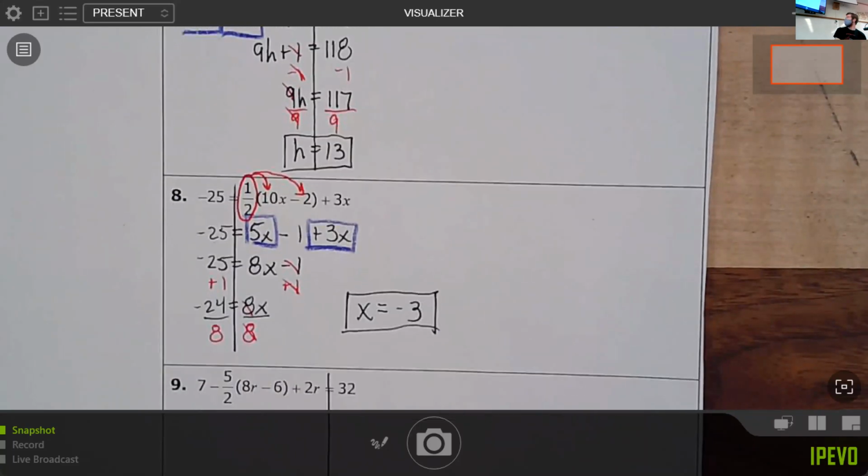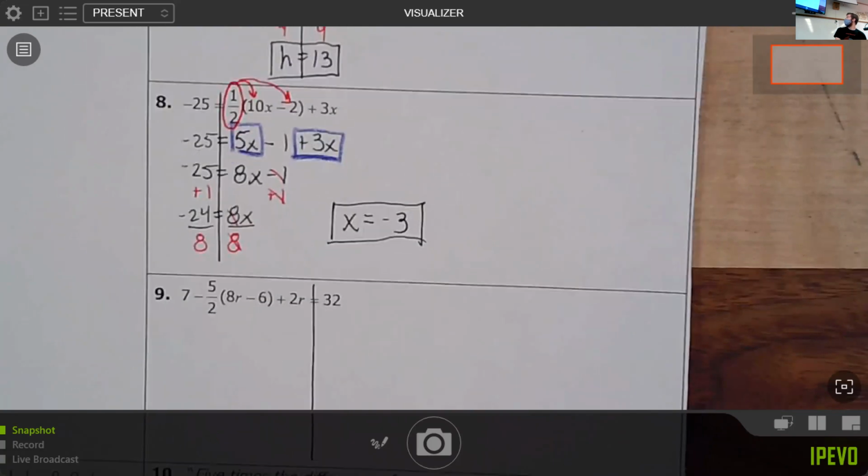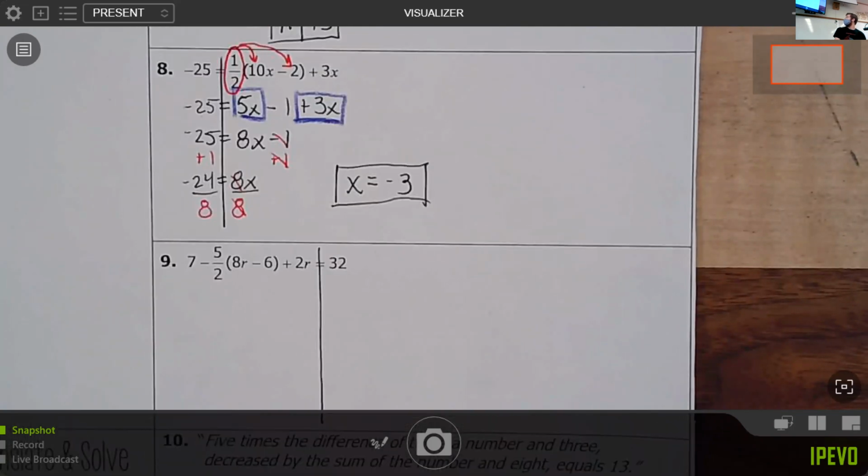So last one here of our regular types, number 9. What are we doing first on this one? Are we going to distribute on this one? What are we distributing on this one? Negative 5/2. Yes. So again, we have these that we can use.